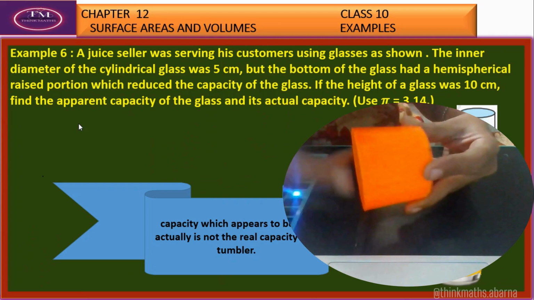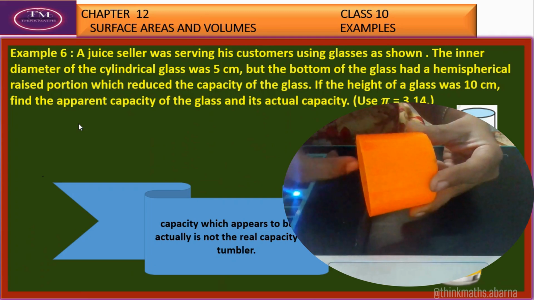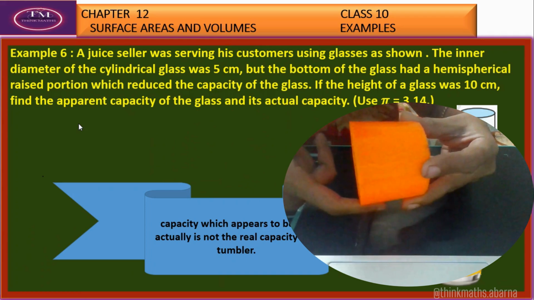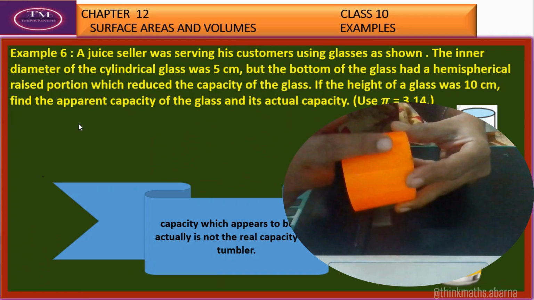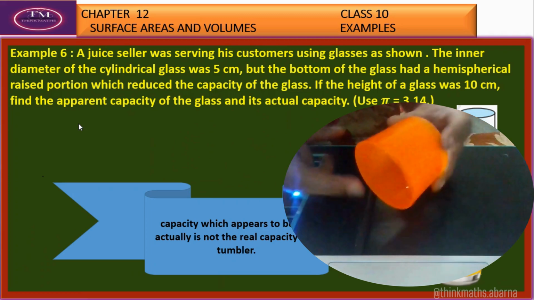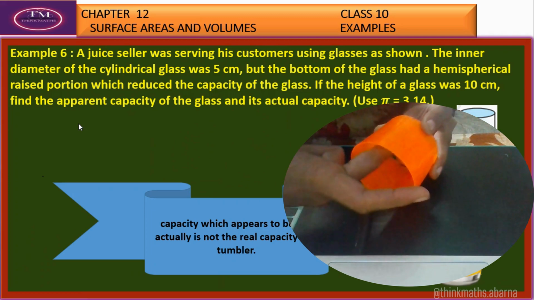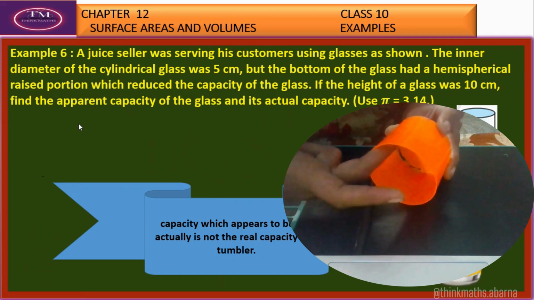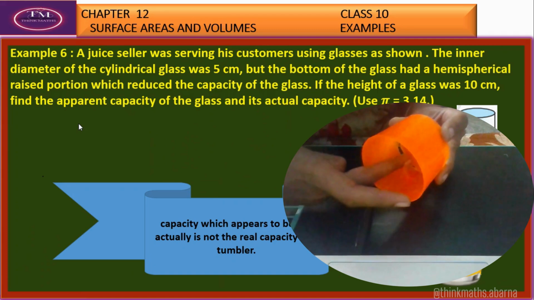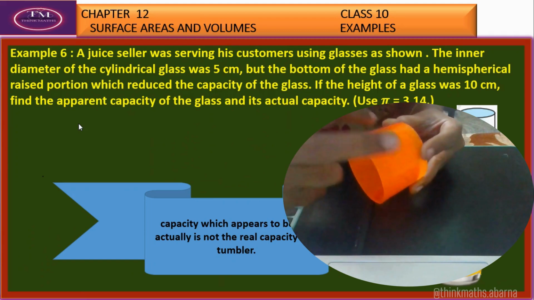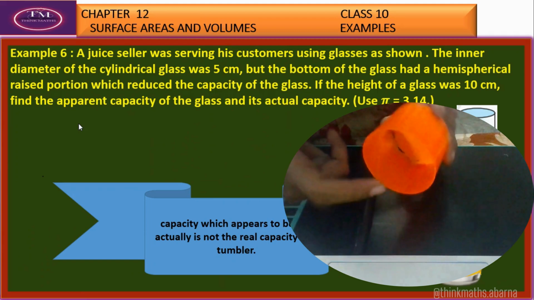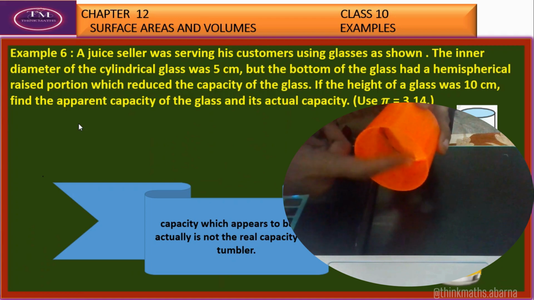So this looks like a cylinder. So they think that the capacity of this tumbler is nothing but the volume of the cylinder, but it is not actually. Apparent capacity is nothing but the capacity which appears to be. It appears to be the volume of the cylinder, since the shape is a cylinder.